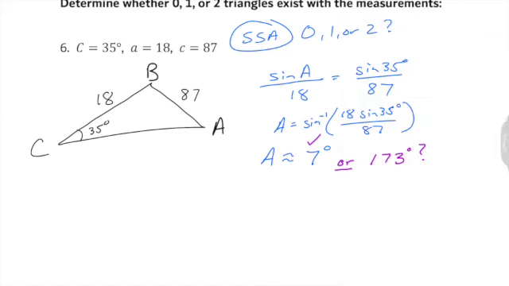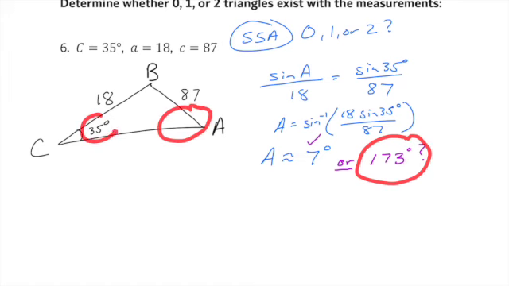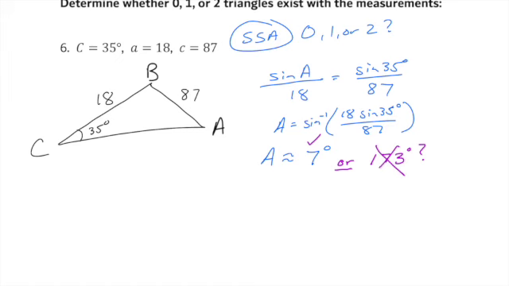There's two angles that have that sine, but you've got to ask yourself, could angle A be 173 degrees in a triangle that also has a 35-degree angle? And no, because those two would add up to be more than 180. So this second one is too big. That means only one solution, so one triangle. Now here's what some people are going to say using the altitude method.